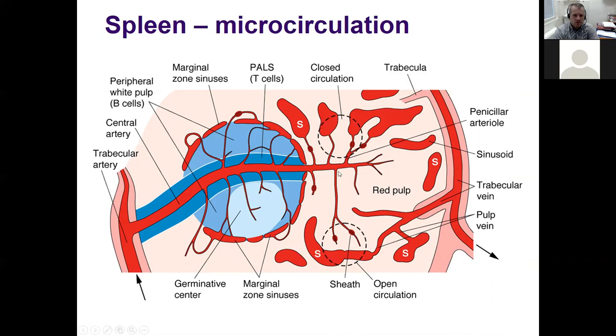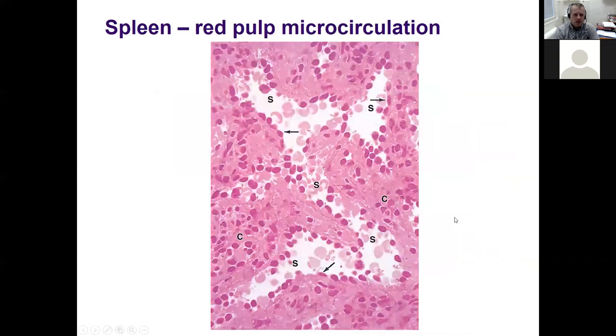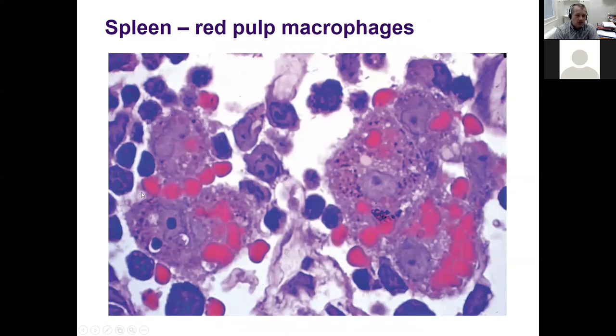The red pulp is a filter for blood where the old red blood cells will die and be removed from the circulation. And that's it. Here is a very thin preparation of the red splenic pulp. So these are the splenic sinusoids. And here you can see the red blood cells as they are finding their way to the splenic sinusoids. And here are macrophages waiting for these old red blood cells that will die there.